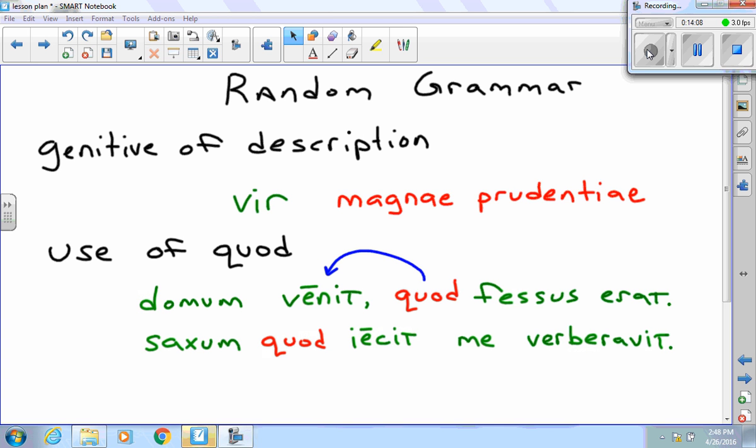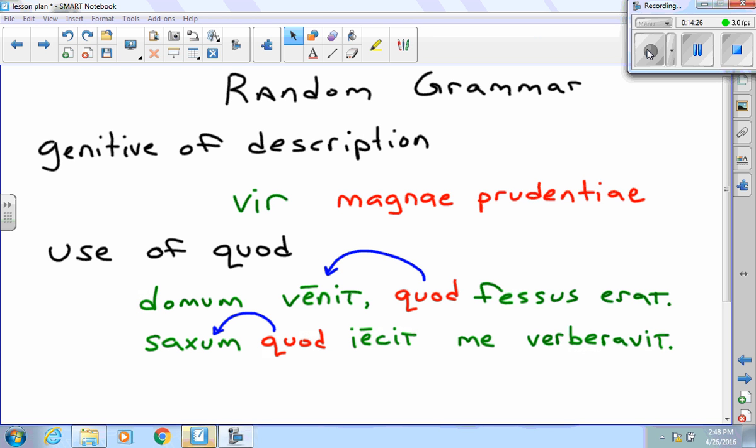The next one, saxum quod iecit me verberavit. The rock which he threw hit me. In this case, I do have something that's neuter, which is saxum, the rock. I do have something neuter for it to modify. So I have a relative, which. So two ways to use it, because and which.